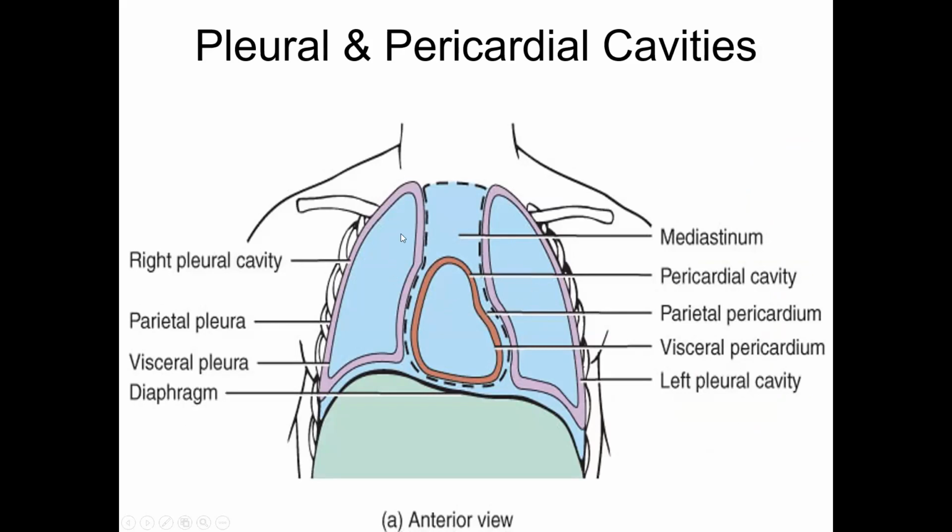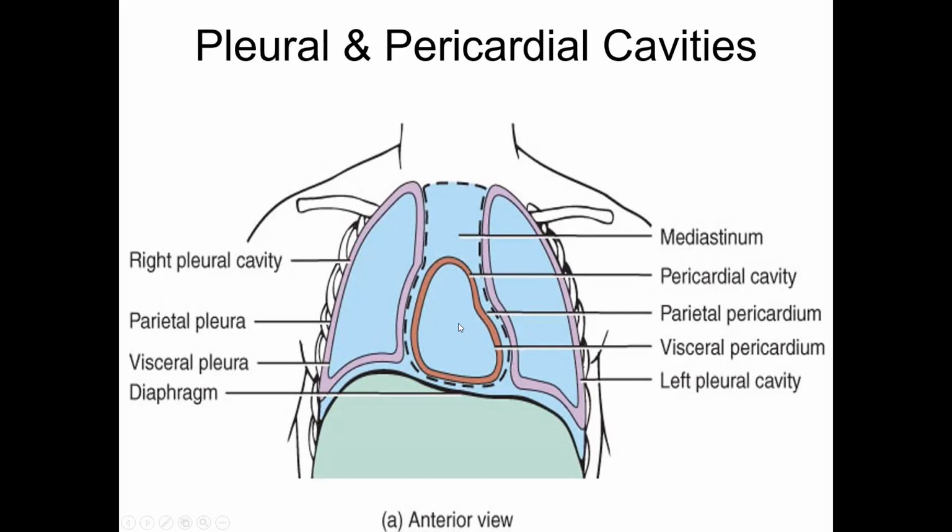We do have the pleural cavity. This purple area here is the pleural cavity. It is bordered by two membranes, the parietal pleura and the visceral pleura. And pleural fluid, in purple here, is filling the cavity. The pleural cavity surrounds the lungs.